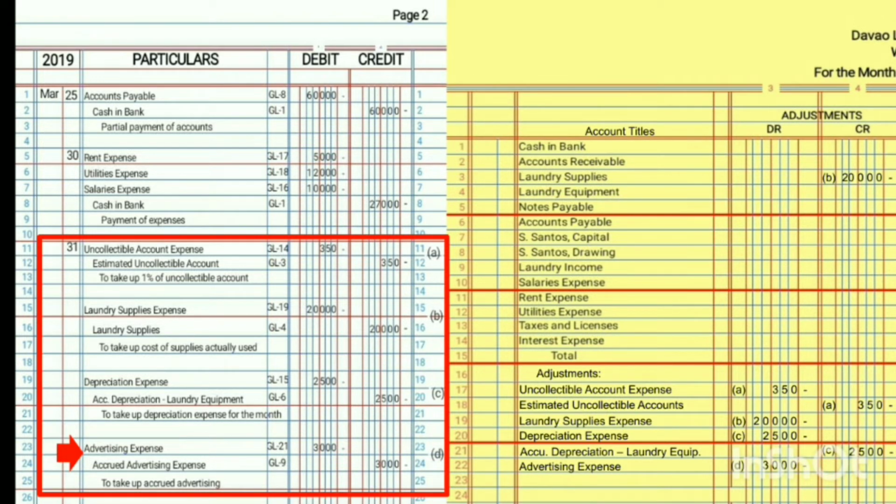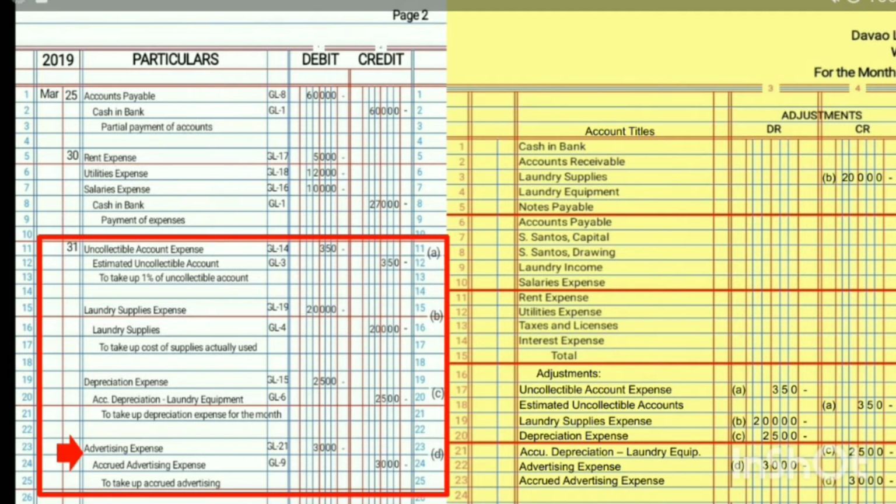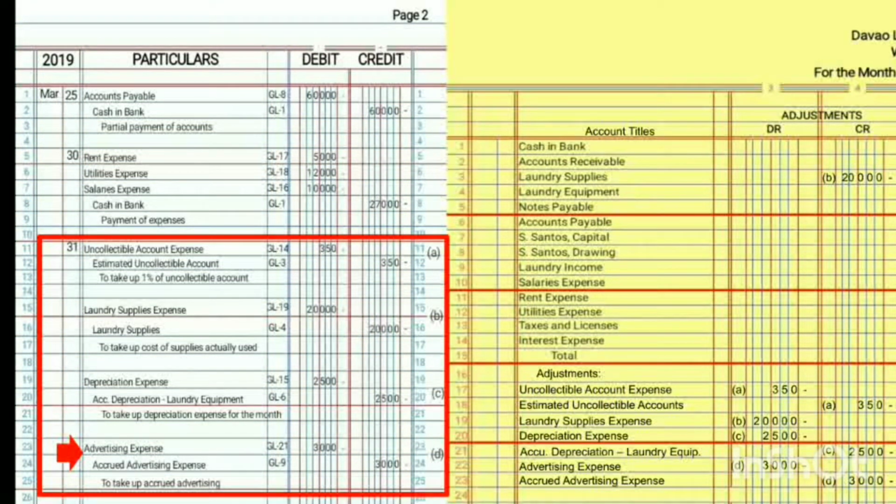And then for the credit, we have accrued advertising expense, 3,000 pesos. Since walang accrued advertising expense here in the account titles in the worksheet, we're going to add this one. We have accrued advertising expense. The amount is 3,000 pesos credit. So we have here in the credit column. And then don't forget to write letter D. And so we're done entering the adjusting entries in the adjustments column.